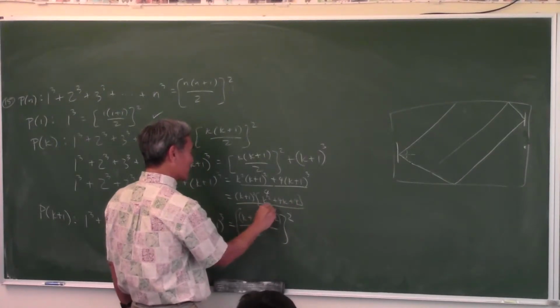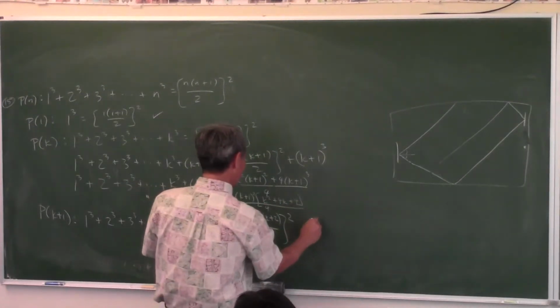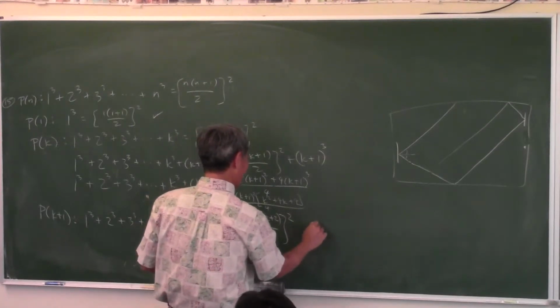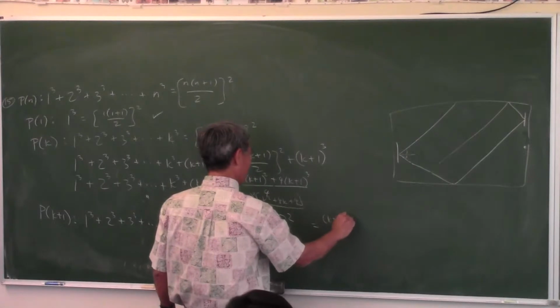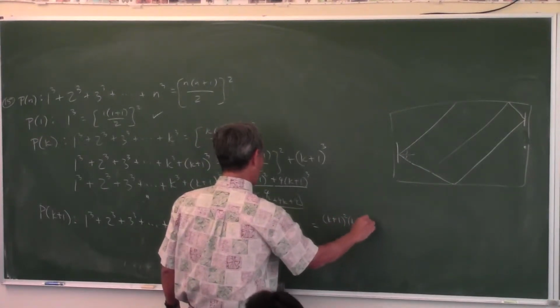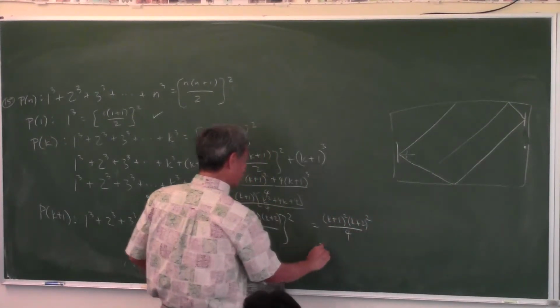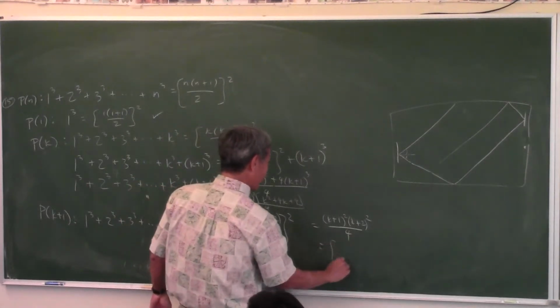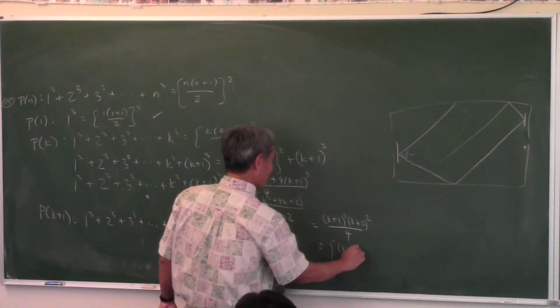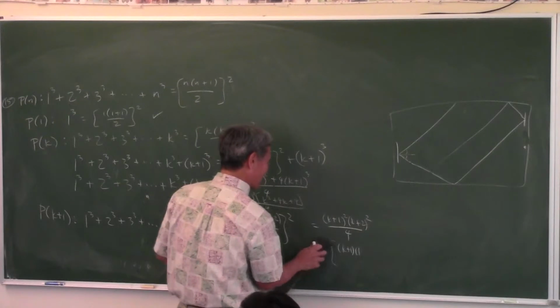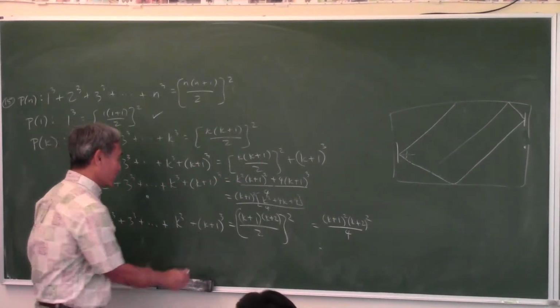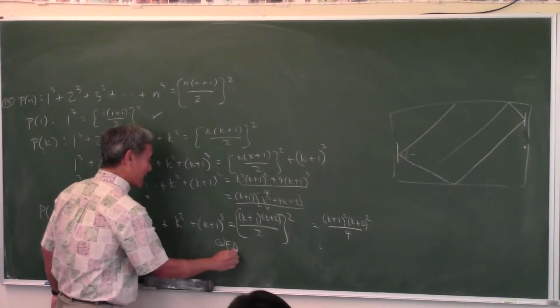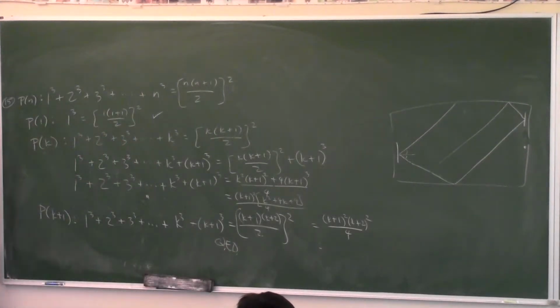Now we need to go down to the next line. So pretend this is the next line. You're going to have (k plus 1) squared times (k plus 2) squared all over 4. We don't even need the line after that. That's the next line, right? Box that. So QED, quod erat demonstrandum. Quite easily done.